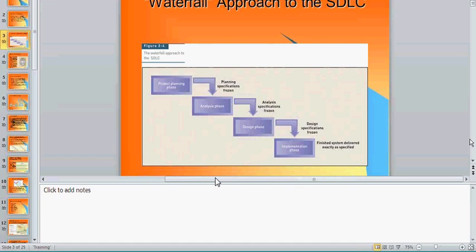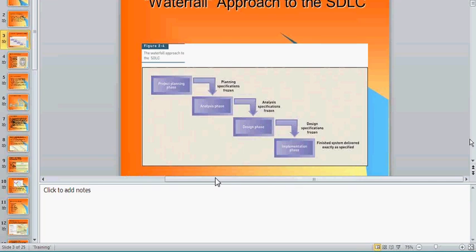Next, who is the key player in the implementation phase? Who decides if this product solution is ready for deployment? It is the QA team, testing team. Very nice.